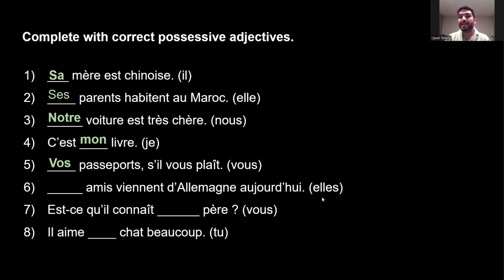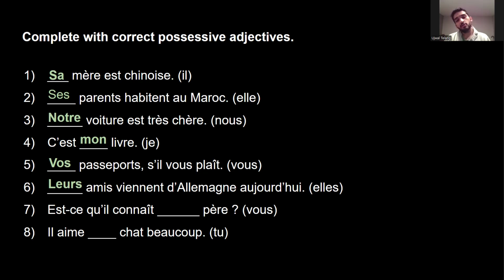Dash amis viennent d'Allemagne aujourd'hui. And the pronoun is elle. So this is they, feminine. Okay, so a group of girls. Their friends are coming from Germany today. Right? So it's gonna be leurs amis. Leurs amis viennent d'Allemagne aujourd'hui. Okay? Leurs amis viennent d'Allemagne aujourd'hui.